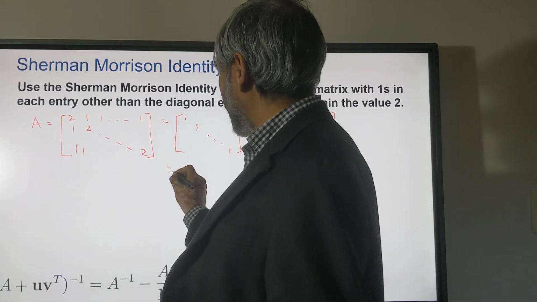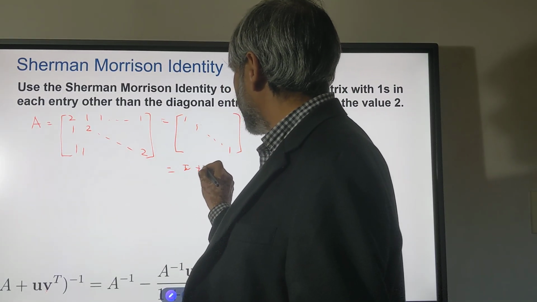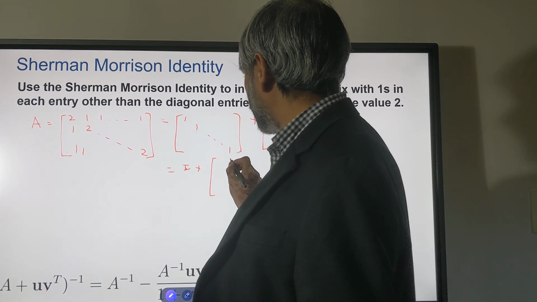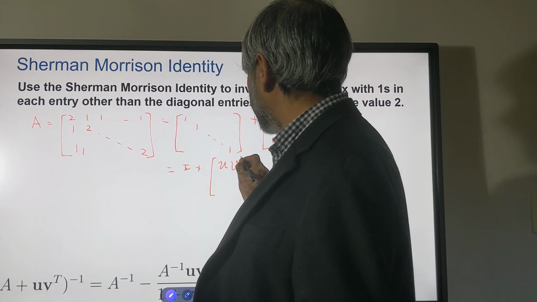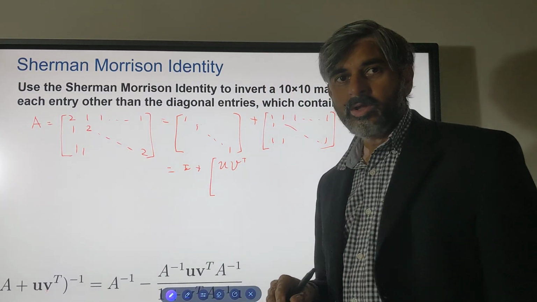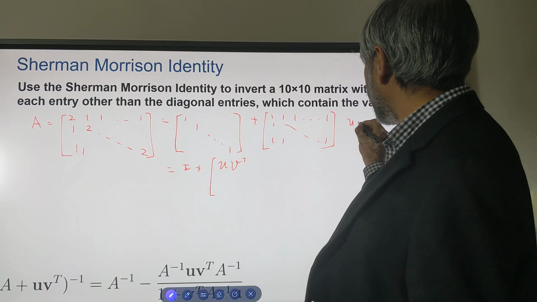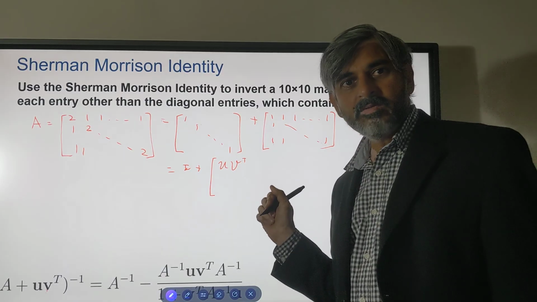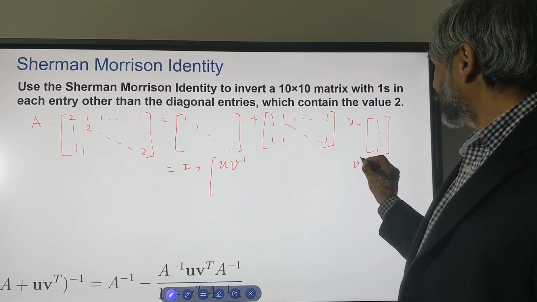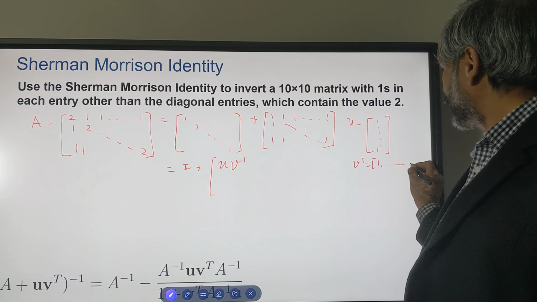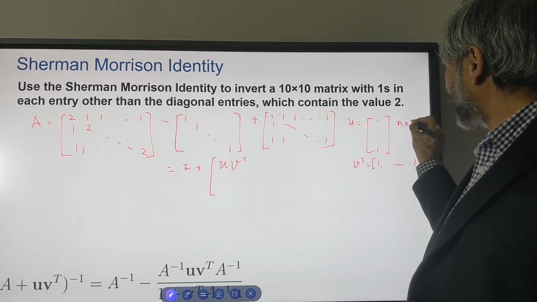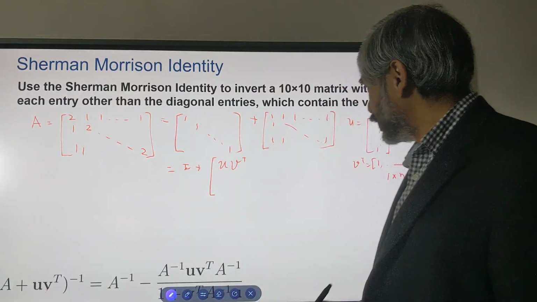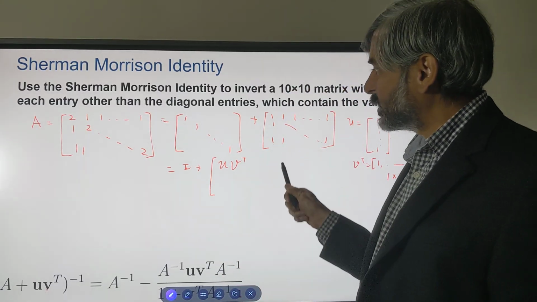So I can write it as the identity matrix I plus, if you look carefully, this is nothing but a product of two matrices U and V transpose, where U will be given by 1 1 1, this thing repeated 10 times, and the same is V, but V transpose becomes 1 1 1 1. So this is an n by 1 matrix, and this is a 1 by n matrix. If you multiply these, you get an n by n matrix, which is this one.